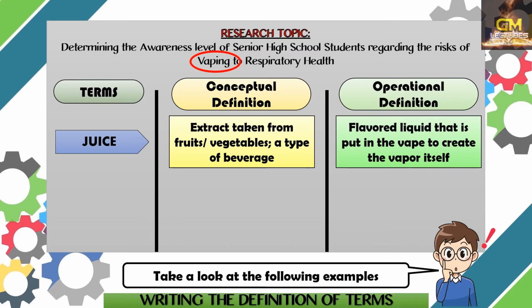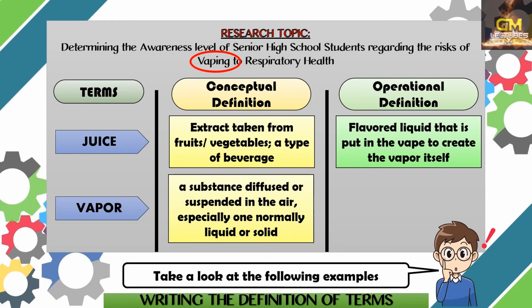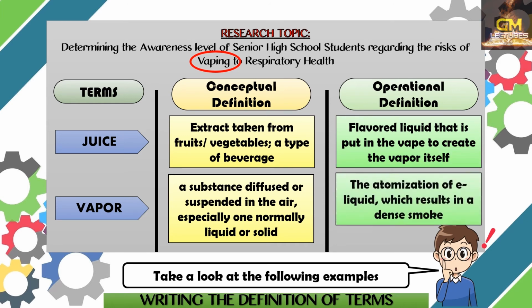If you're going to observe, the context of the study actually influences the change in the definition of a common word. Speaking of vapor, vapor is considered as a substance that is diffused or suspended in the air, especially one that is normally liquid or solid. However, again, in the context of vaping, it takes on a more specific or context-specific definition. It is now considered as the atomization of e-liquid or juice, which results in a dense smoke.